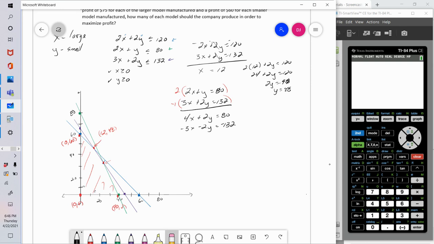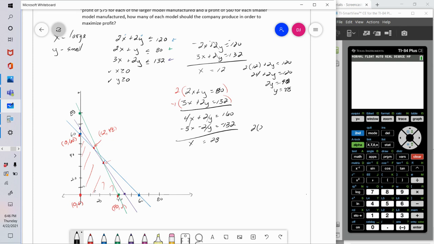I hear you, I made a mistake, didn't I? That should be 160. 4x minus 3x is 1x. 2y minus 2y is 0. 160 minus 132 is 28. So the x value there is 28.